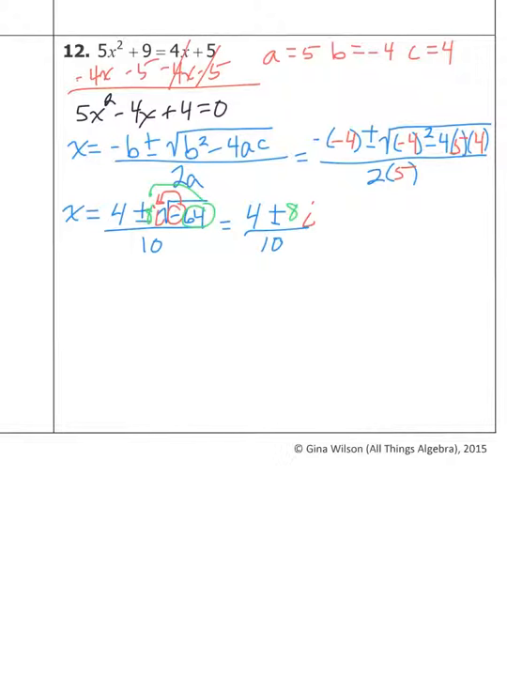Now remember, having an i in your answer counts as a radical, but we still have to be able to reduce. This is a whole fraction. So to help you reduce the fraction, since both of these are over 10, I can split this into two fractions. I can put the 4 over 10 and the 8i over 10, and that will help me reduce it. So that's what I'm going to do. So I've got 4 over 10 plus or minus 8i over 10.